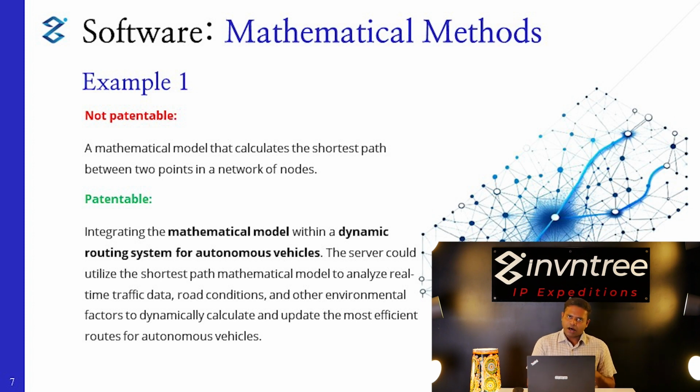Now, this mathematical model that we are looking at can be applied in multiple fields, right? So which means to say that this mathematical model is not tied to any field of application. So if we were to try and protect this mathematical model itself, irrespective of how innovative it could be, you will not get a patent granted, because mathematical models as standalone mathematical models or mathematical methods or mathematical formulas cannot be patented.